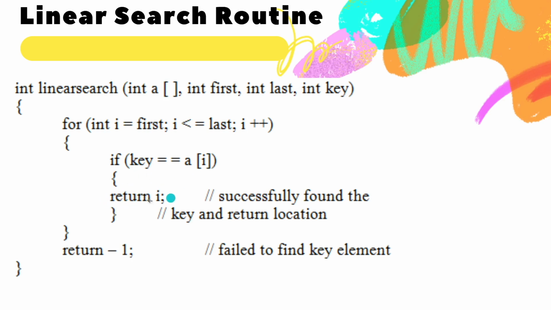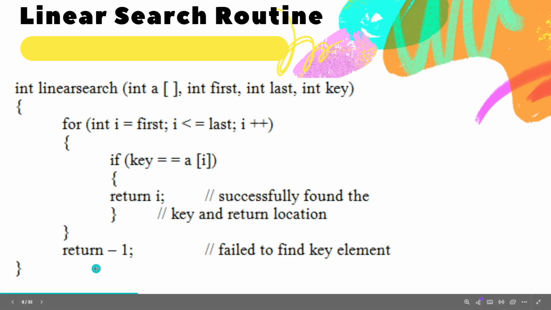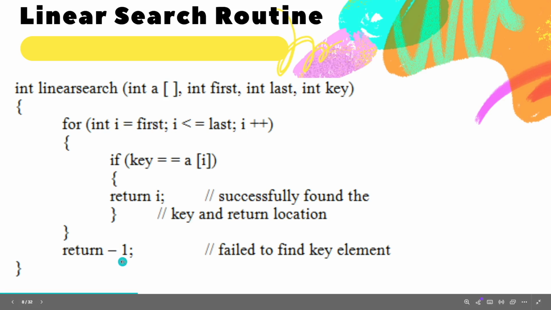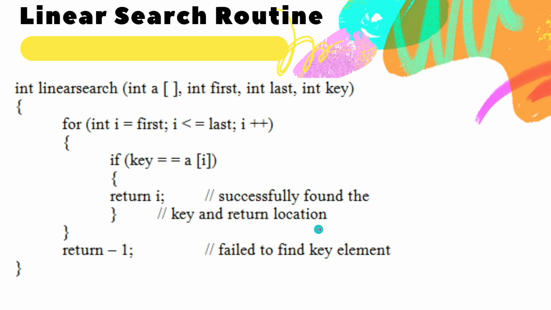then nowhere would we have returned, and so we will be returning a value of -1 at the end, and this could be captured by the main program. I can say that if the value returned is -1, then I could display to the user that the particular element is not found in the list. So, this is how we perform linear search.